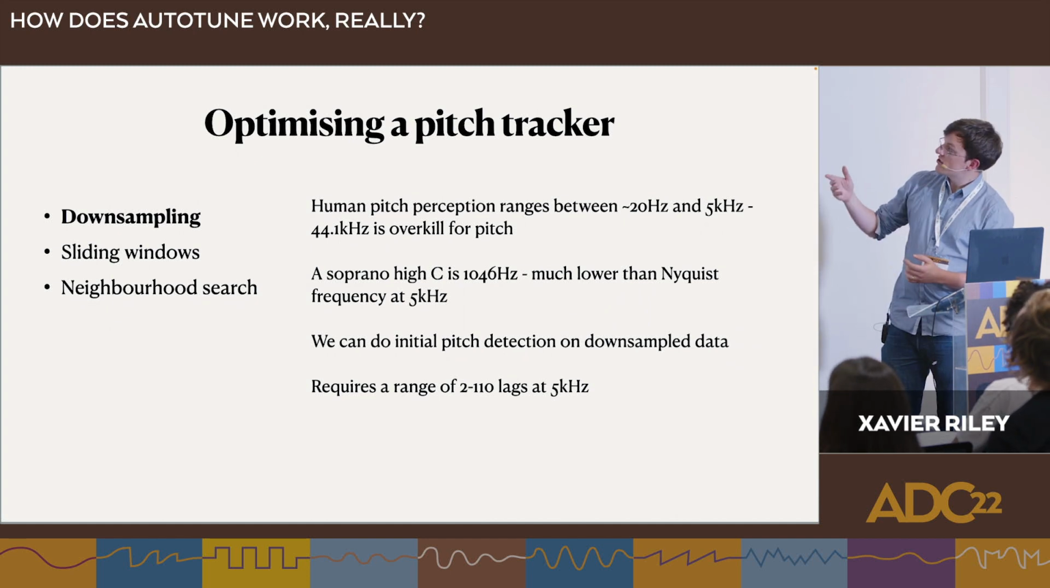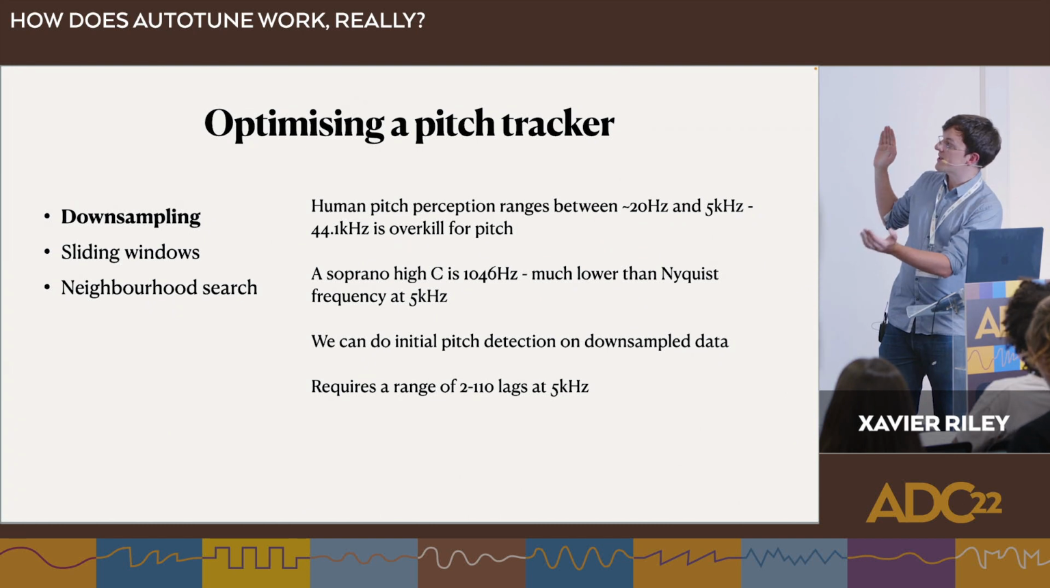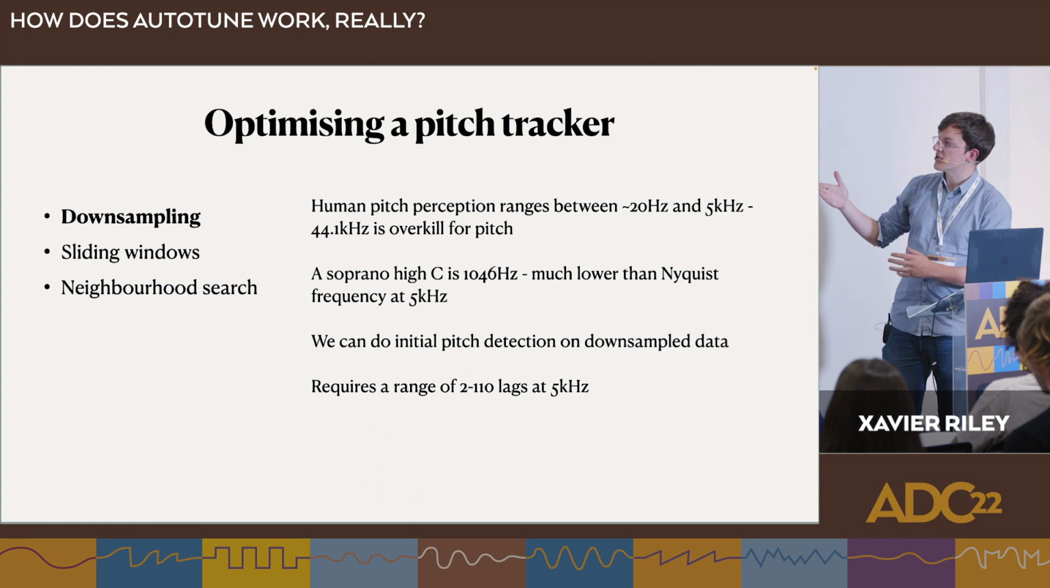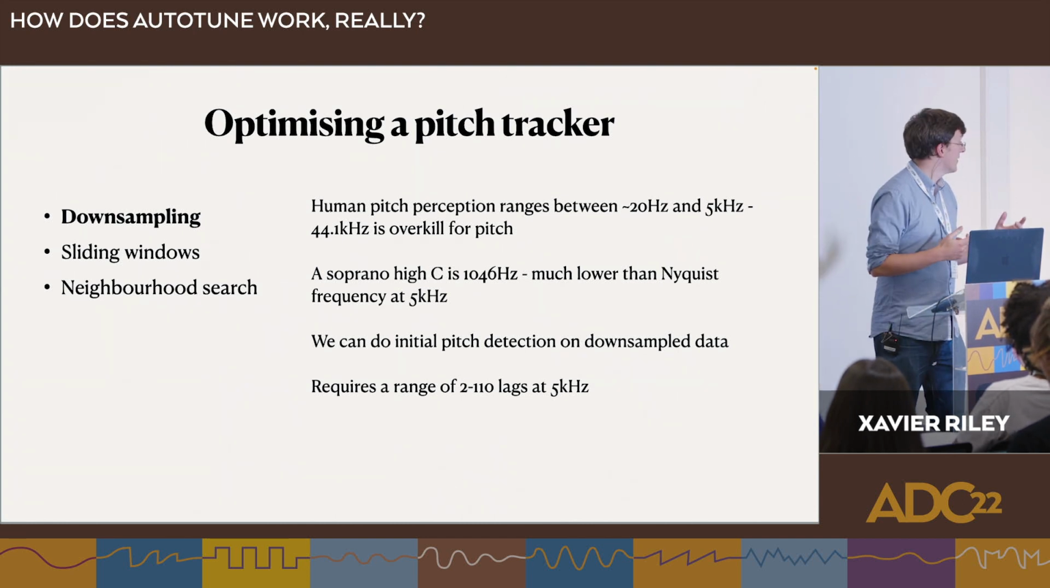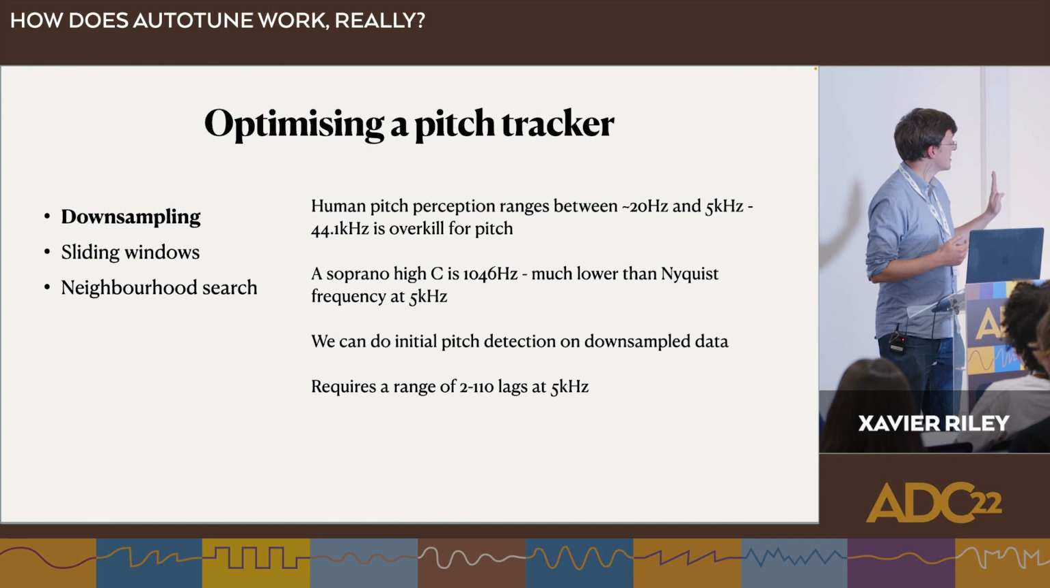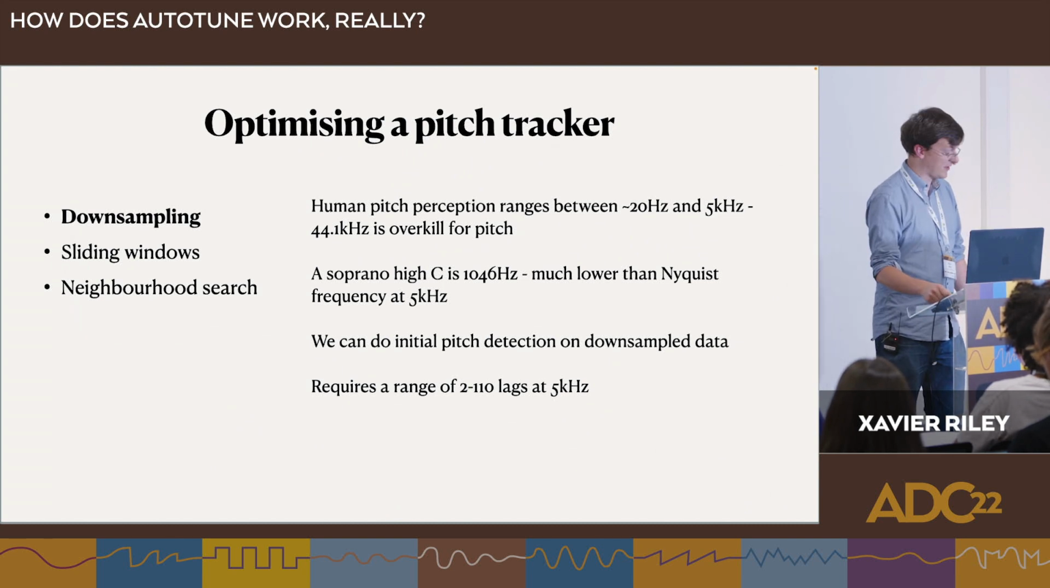Downsampling. We just said something about the human vocal range. The human pitch perception range is about 20 hertz to about 5 kilohertz. So we probably don't need such a high sample rate just to determine the pitch. And so what he does in the patent is downsample to 5 kilohertz first, and then we only need to check between 2 lags and 110 lags, which obviously greatly reduces the computation. It's a factor of 8.